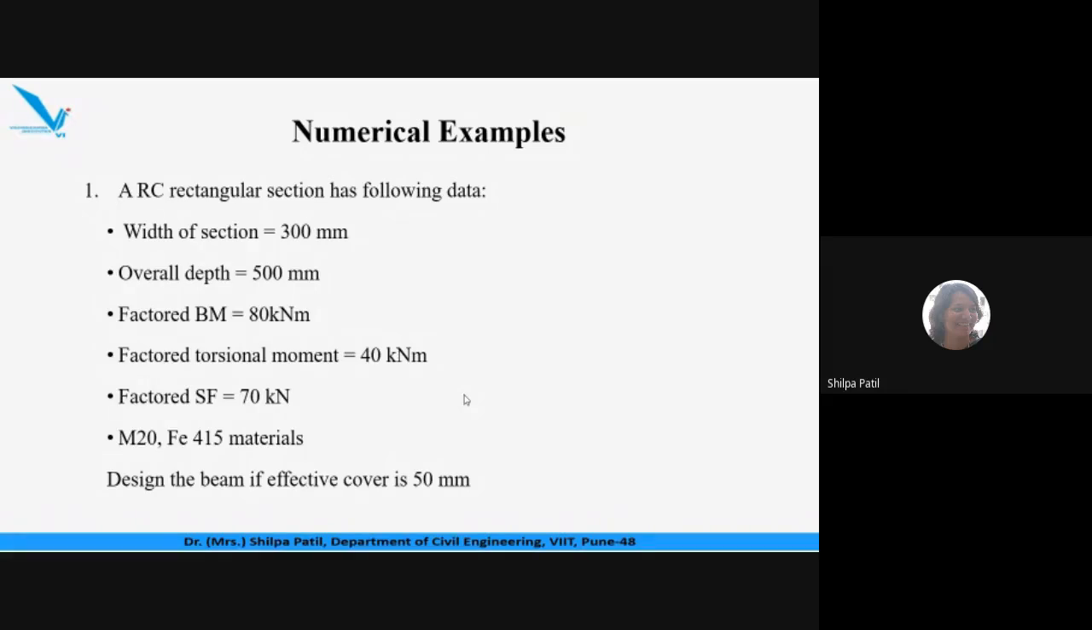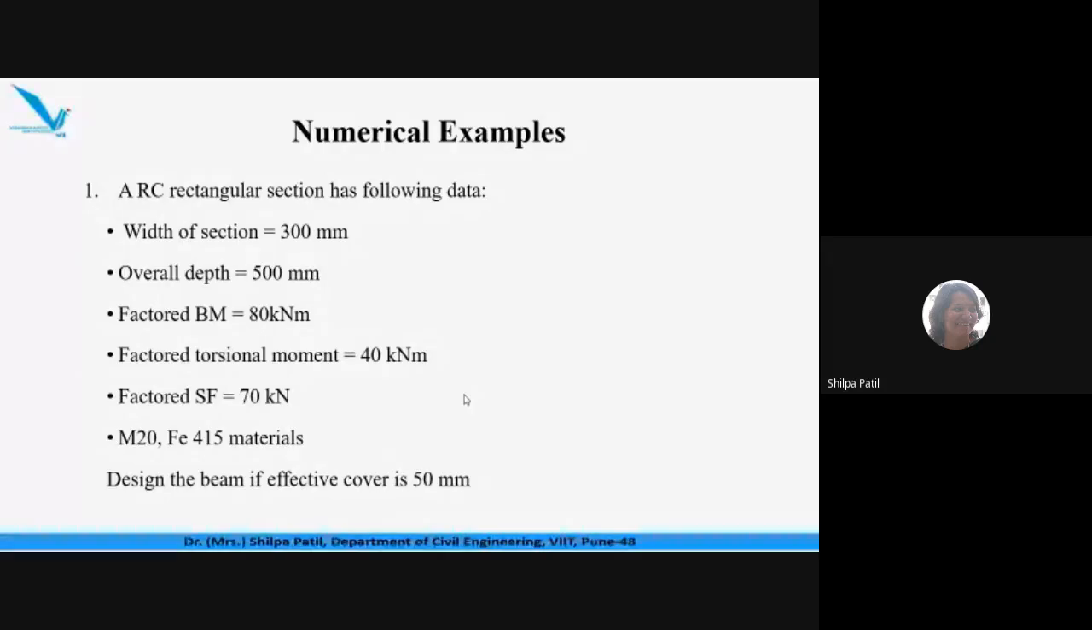An RC rectangular section has the following data. Width of the section is 300 mm. Overall depth is 500 mm. Factored bending moment is 80 kilonewton meter. Factored torsional moment is 40 kilonewton meter. Factored shear force is 70 kilonewton. The materials used are M20 and Fe415. Design the beam if the effective cover is 50 mm. So for these values, we have to design the beam.